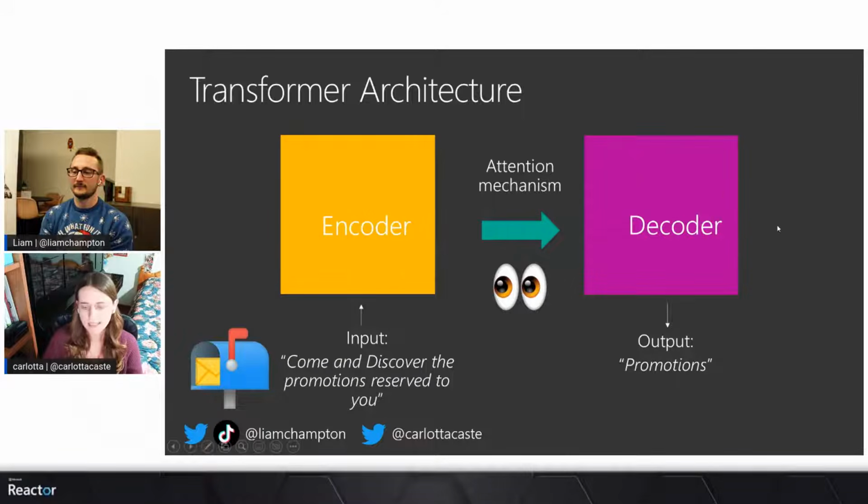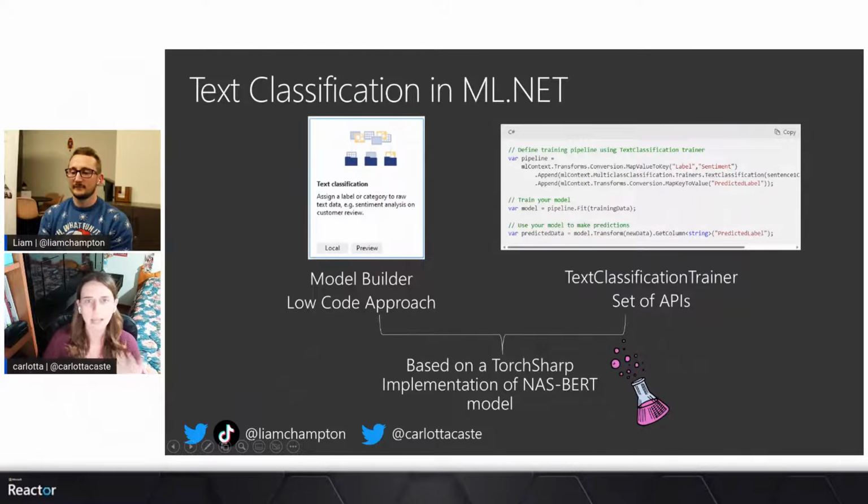And this is exactly what happens with the ML.NET framework, where you can build a text classification model for your specific use case by customizing the model on a specific dataset and fine-tuning a pre-trained TorchSharp implementation by Microsoft Research of the NAS-BERT model. Now, without going into too many technical details, TorchSharp is a .NET library containing the building blocks for training neural networks from scratch in the .NET ecosystem, while NAS-BERT is a variant of BERT obtained with neural architecture search.